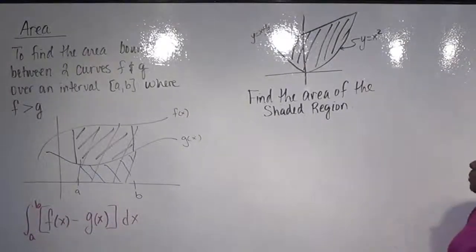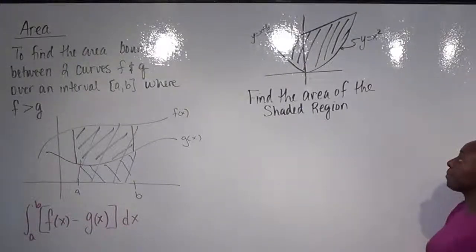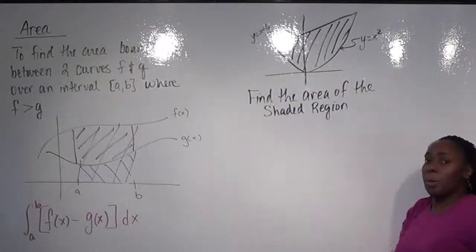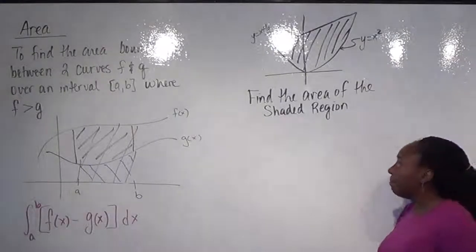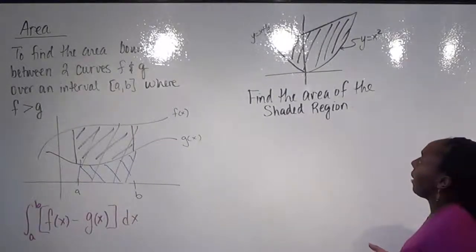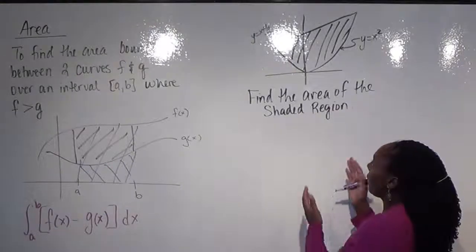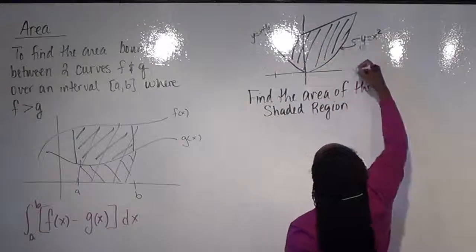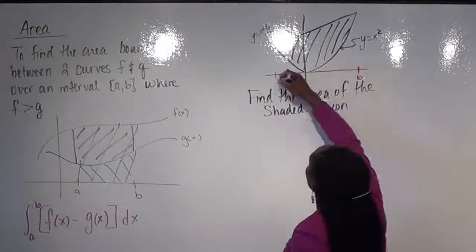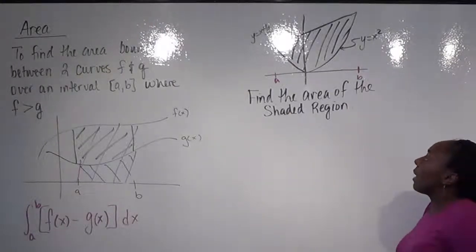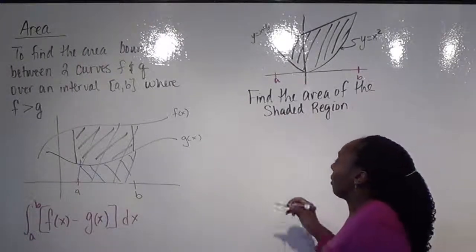Okay, so this first example, we are given a region. It's bounded by the curves y equals x plus 6 and y equals x squared. And we want to find the area of the shaded region. Okay, so again, the first thing I'm going to have to do for this type of problem is figure out my a and b. Okay, so I need to know what these bounds are on my curve. Okay? And as we can see, this is going to happen where the two curves intersect each other.